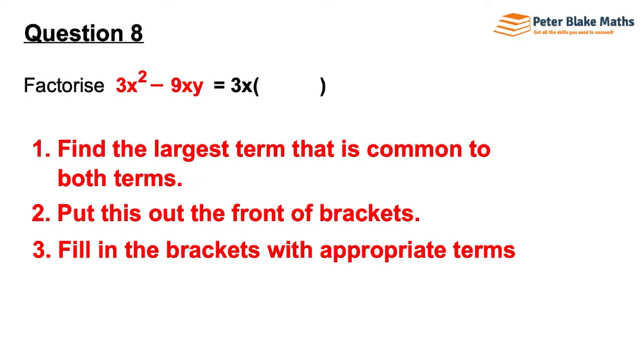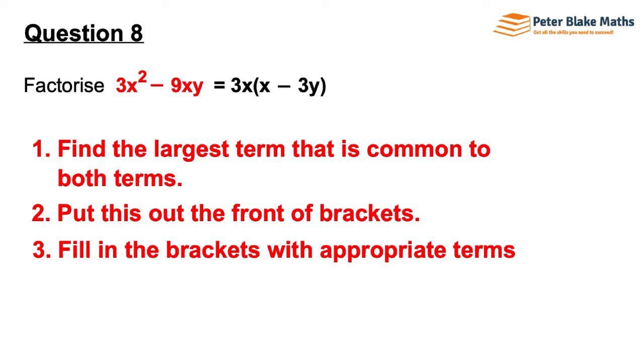We ask ourselves, what would we want to multiply 3x by to get 3x squared? So to make a squared, we need another letter of the same type there. So we need another x. 3x times x is 3x squared. Then we ask ourselves for the second part, what would we have to multiply 3x by to get minus 9xy? So we'd need a minus, we'd need another 3 to make our 9 when we multiply, and we'd need a y to complete that term.